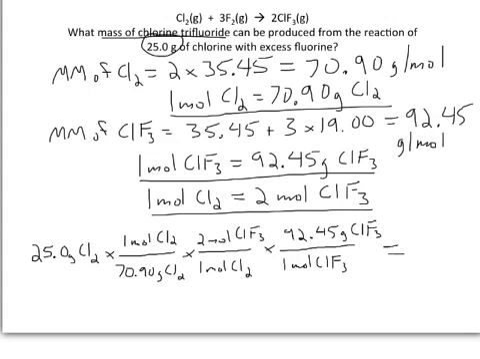If I check my units, my grams of chlorine cancel with grams of chlorine, moles of chlorine cancel with moles of chlorine, moles of ClF3 cancel with moles of ClF3, and so I'm left with units of grams of chlorine trifluoride. Grams are a unit of mass, so that's a good indication that I've set everything up correctly. And when I multiply all of that out, the result that I get is 65.2 grams of ClF3.